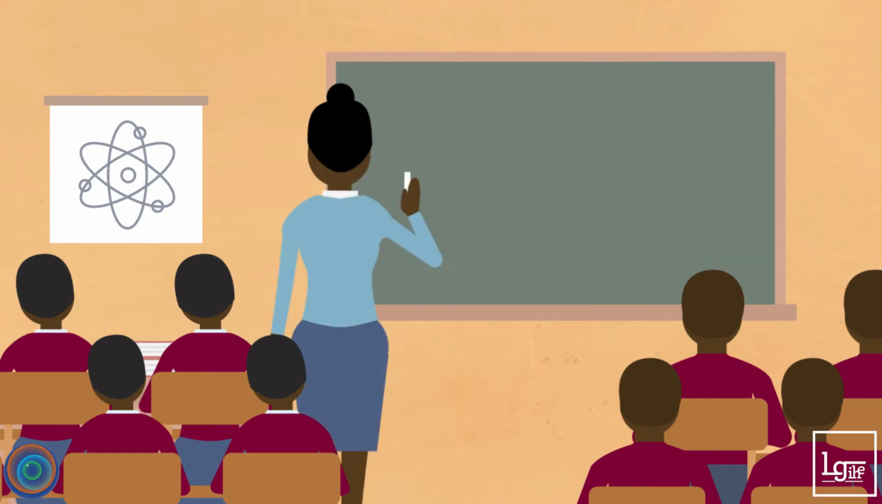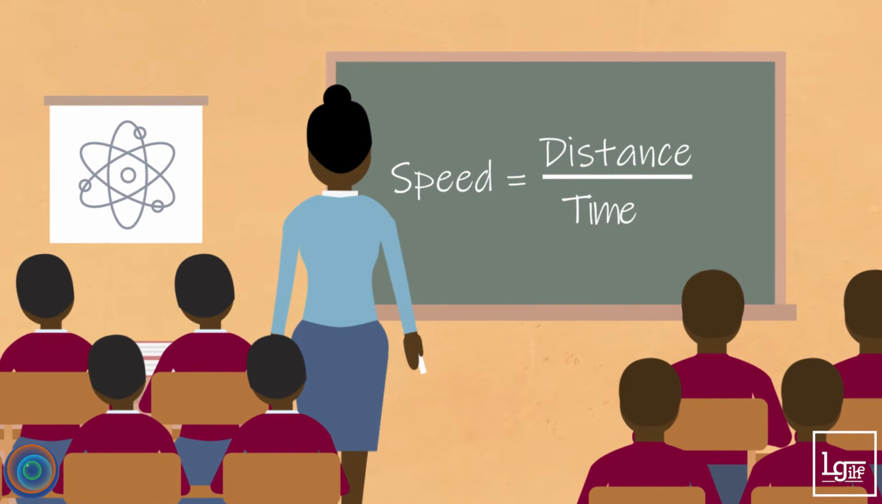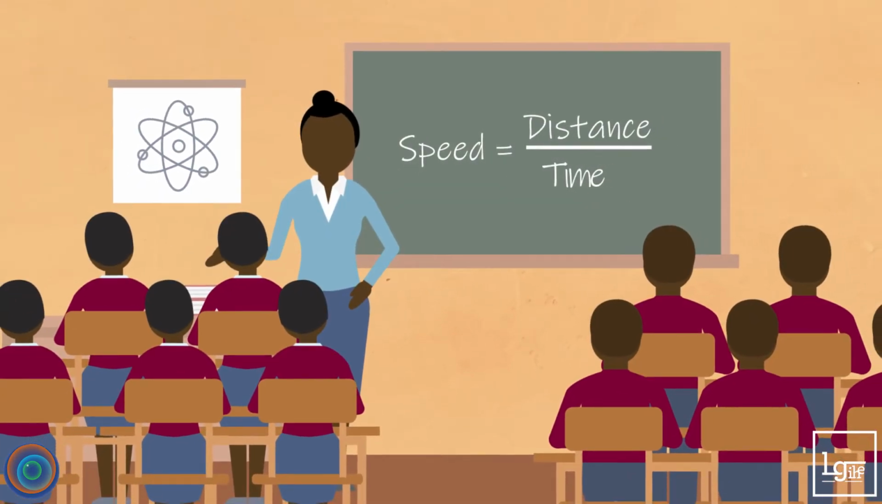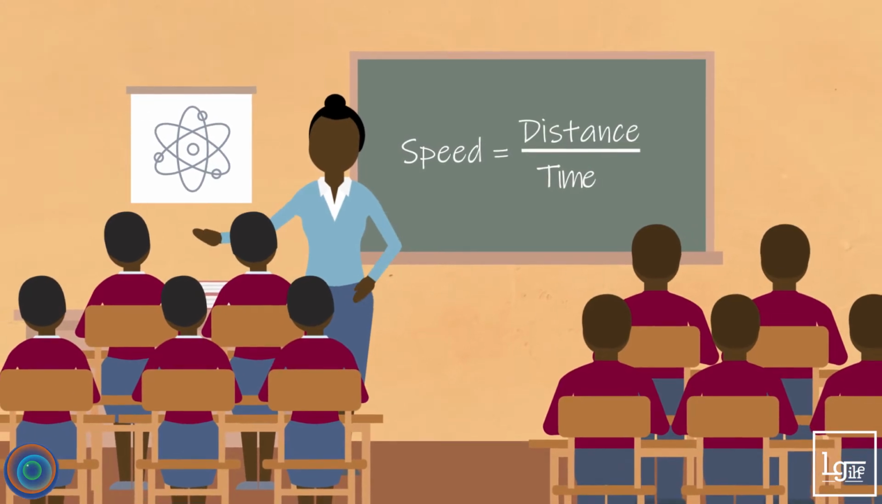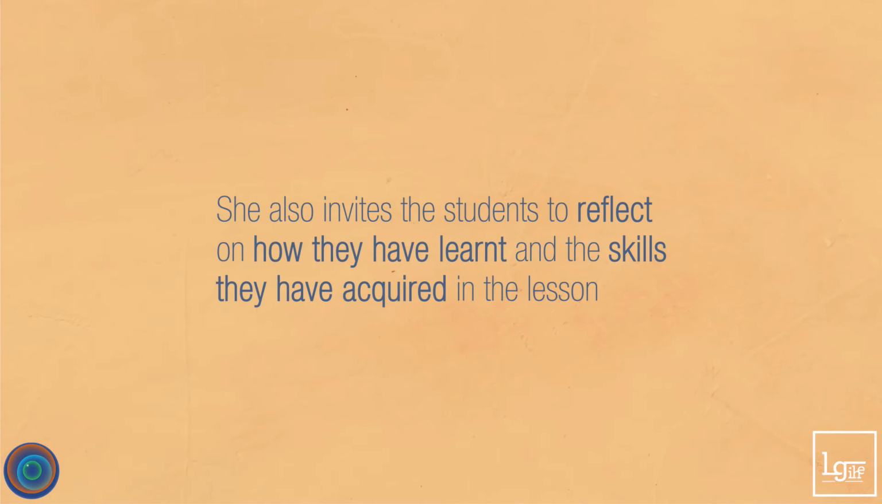In plenary, the teacher uses the students' findings to introduce the formula on speed. At the end of the lesson, Teacher Joyce engages the students with questions on how they have collaboratively arrived at the formula of speed. She also invites the students to reflect on how they have learnt and the skills they have acquired in the lesson.